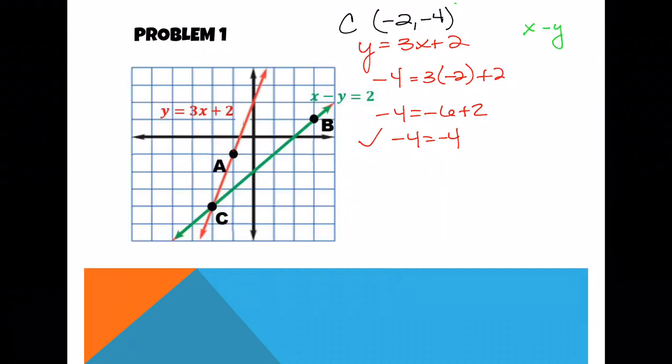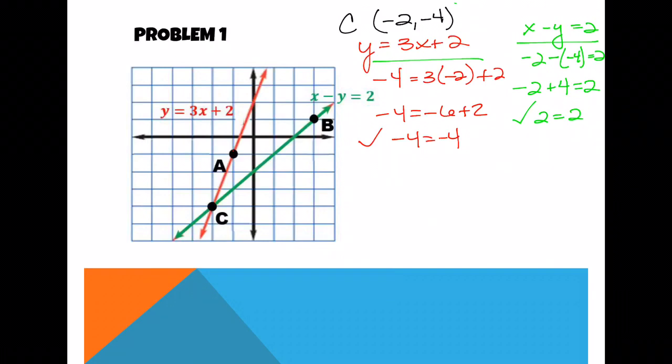x minus y equals 2, and we'll substitute in -2 for x and -4 for y equals 2. So -2 minus a negative is plus a positive equals 2. And -2 plus 4 is in fact 2, so 2 equals 2. So that is a solution. The point -2, -4 is also a solution to the second equation, x minus y equals 2. So we have graphically and algebraically shown that the solution to this system of equations is this shared point C, the point of intersection.